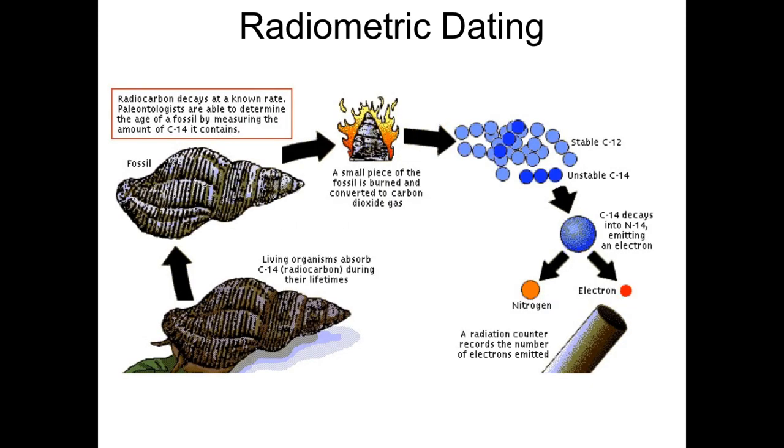This diagram here just shows radioactive dating. You have this living thing, it dies, a small piece of it becomes that, it goes from stable to unstable, and from that we can determine its age.